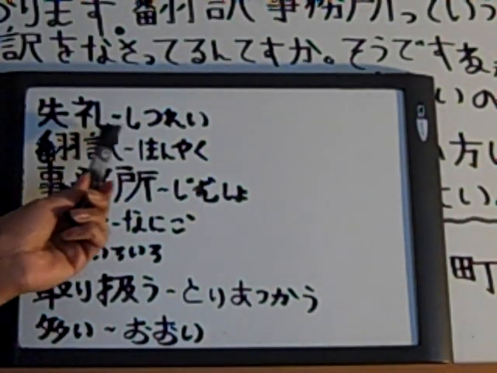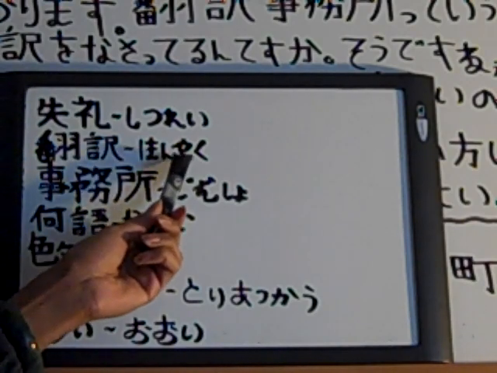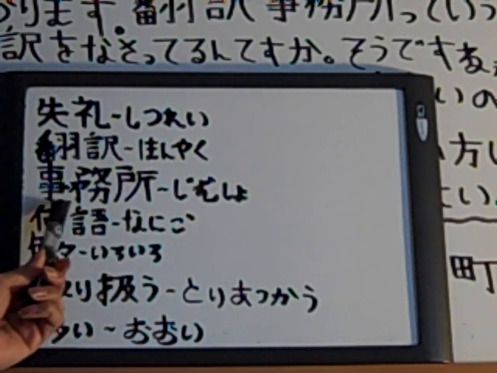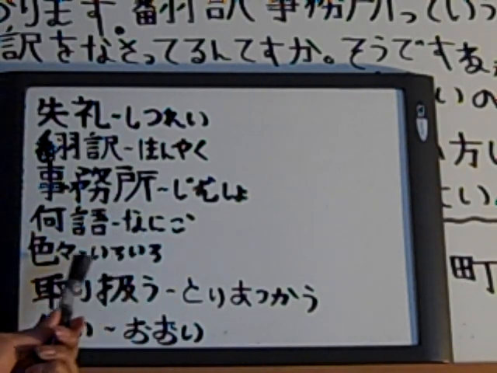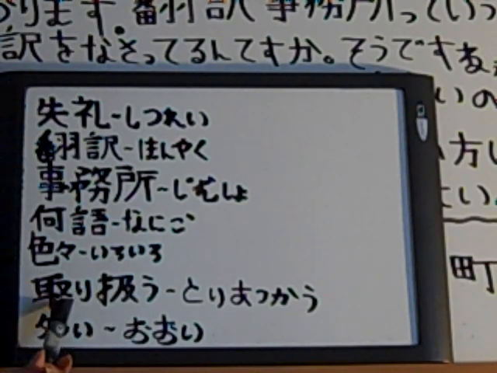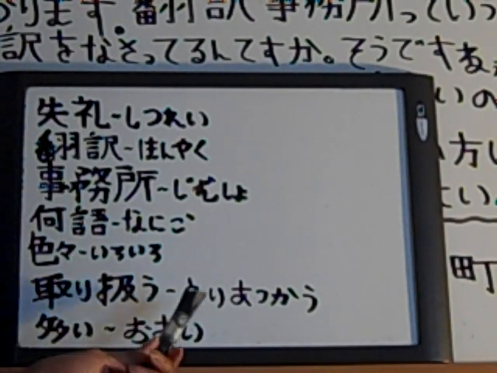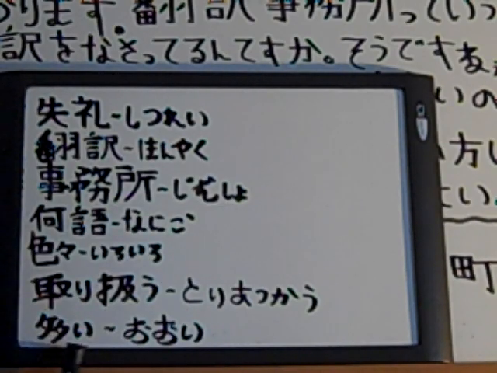Shitsurei, that's like excuse me, or I'm sorry. Honyaku, that is translation. Jimusho is office. Nanigo, that's like what language. Iroiro, that is various. Toriatsukau, which is the dictionary form, means dealing with things, like you dealing with something. Oi means a lot or many.